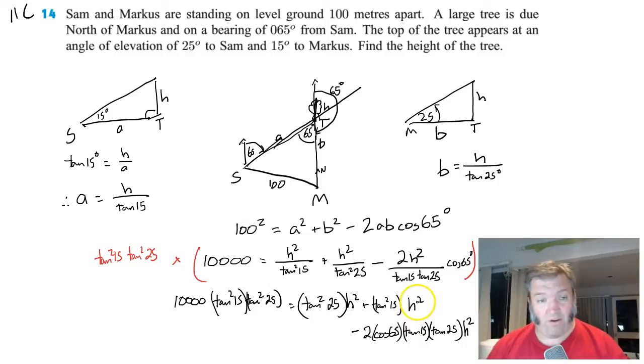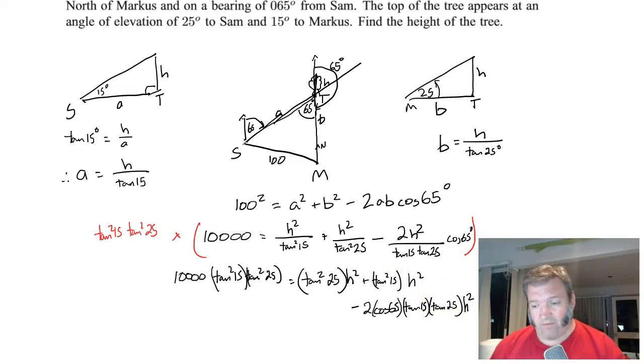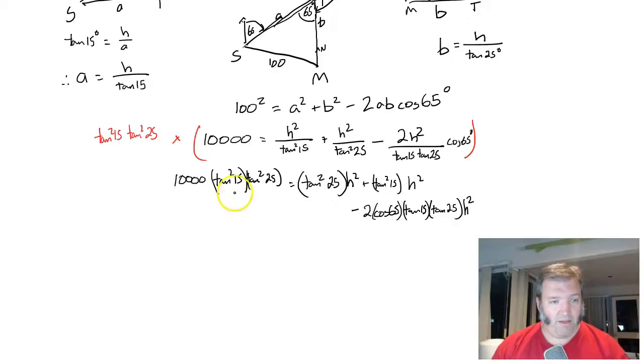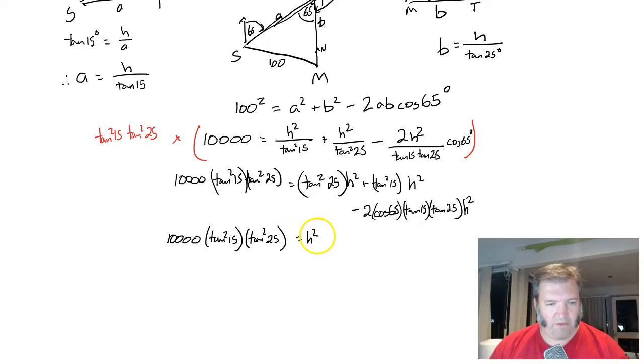Good news is, h squared's a common factor there, isn't it? Let's make a little bit more room here. And now you could actually work out that left-hand side on your calculator, but I'm going to do it all at once. So here we've got 10,000 tan squared 15, tan squared 25. It's h squared. And what were the bits I had left over? This is fantastic, isn't it? Tan squared 25 plus tan squared 15 minus 2 cos 65 tan 15 tan 25.